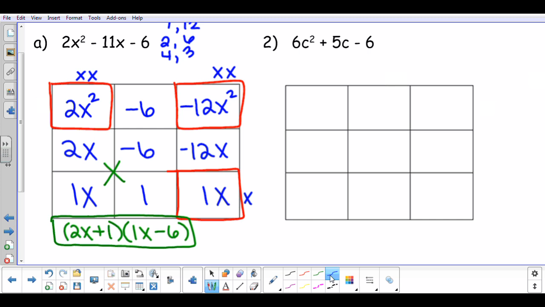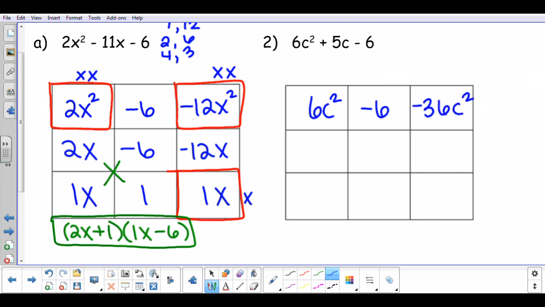So let's try another one. In the first box, I put my first term, 6c squared. I put my last term in the second box, negative 6. And I need to multiply those two to get my product. So 6c squared times negative 6 will give me a negative 36c squared.